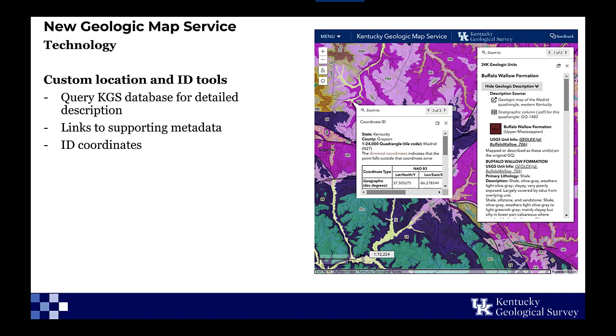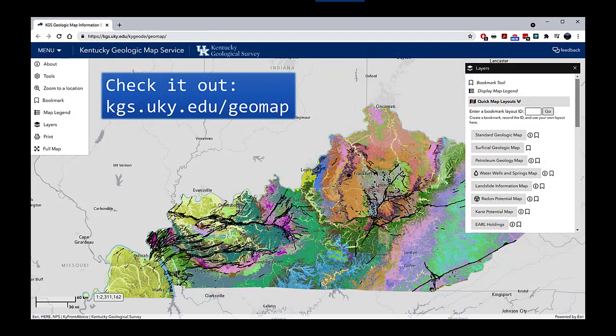We also have a separate web application which allows users to query these descriptions, and the next step is really to roll this functionality into the map service. The ID tool also returns coordinates on every map click, including Kentucky coordinate systems, quadrangle, and county for the point that's clicked. The next few slides are just some screenshots to look at this map service. I really encourage you just to check it out and look at all the functionality.